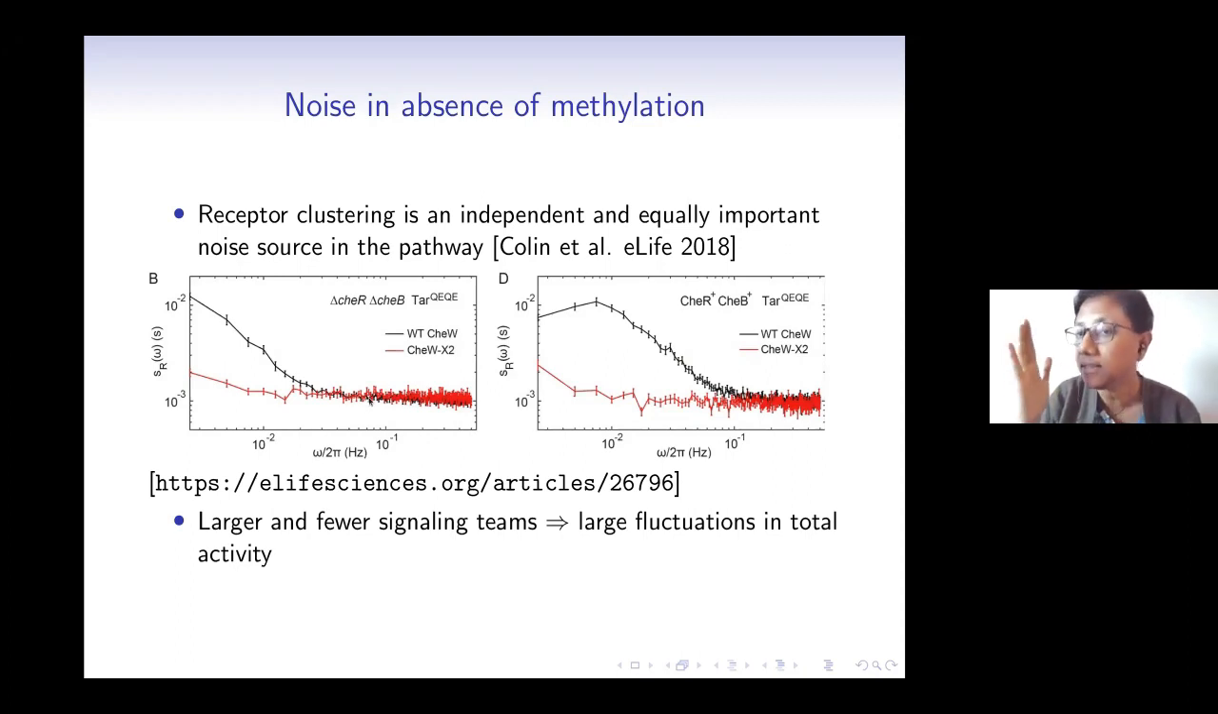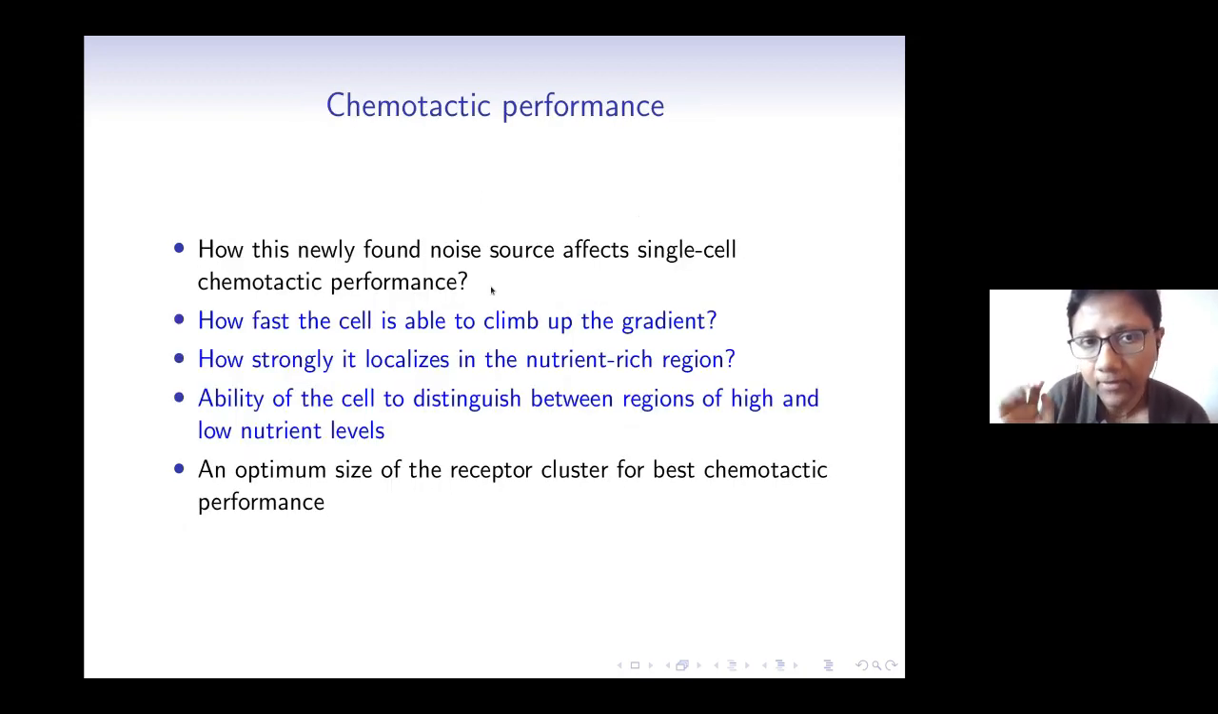However, when they disrupt the receptor clustering, the cooperativity of the receptor, when that is broken, then the fluctuations go away. So it shows that the receptor clustering is an independent and equally important noise source in the pathway. And we are asking the question from there: how does this newly found noise source affect the single cell chemotactic performance? So first, let us say, how do we define the performance?